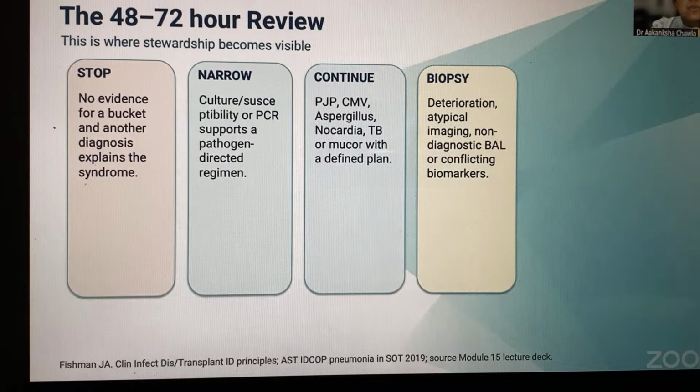So after that, you need to know what to stop once you have an appropriate diagnosis, or if the clinical syndrome explains it, or narrow down once you have your PCR and culture tests which support a specific pathogen directed therapy. You can continue for pneumocystis jirovecii, CMV, aspergillus, nocardia, TB, or mucor with a defined plan. You cannot just endlessly keep giving, and consider biopsy when you do not have a clear diagnosis. So you need to review at 48 to 72 hours and not continue such a broad cover endlessly.